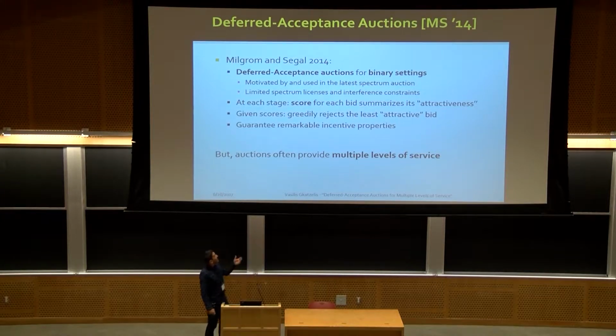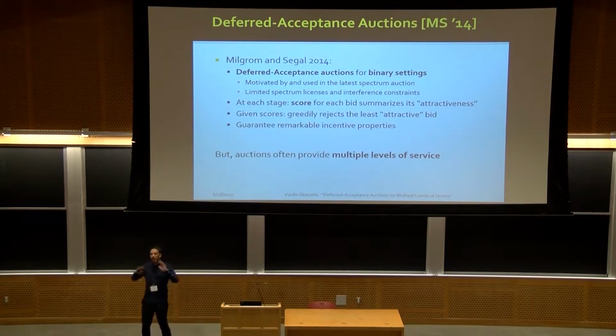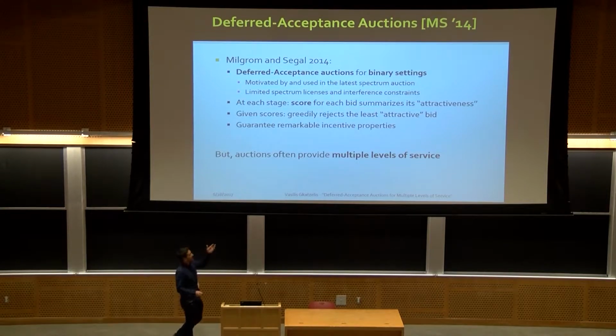The interesting thing about this from an algorithm perspective is that these auctions summarize the attractiveness of each bidder using just one score. Then they decide, based on that score, who to reject in a greedy manner. I'm going to explain this in more detail. But the great thing is that if you design your auction using that principle, you get amazing incentive properties. It's very appealing. As long as you satisfy this structure, you get really nice properties, and I'm going to list them later on.